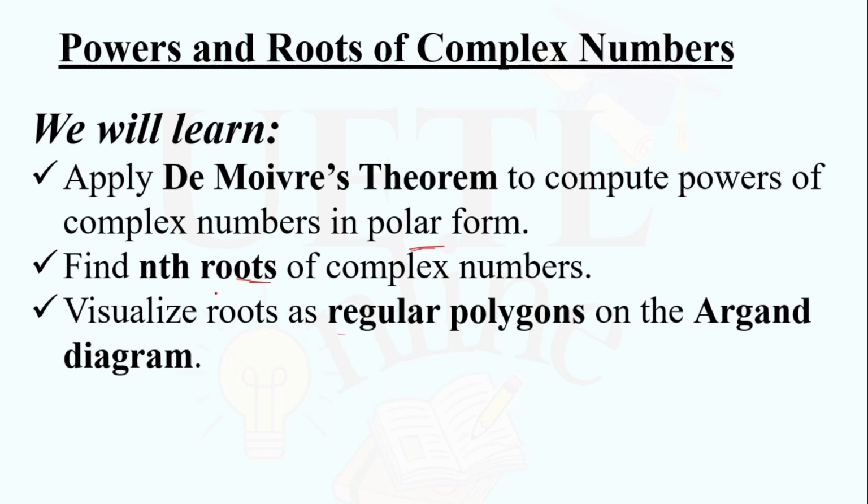After finding the roots, we're going to be visualizing them as regular polygons. This is very interesting. A complex number has many roots and they form a regular polygon. So we're going to be finding those roots, and after finding them, we're going to draw them as a regular polygon on the Argand diagram.